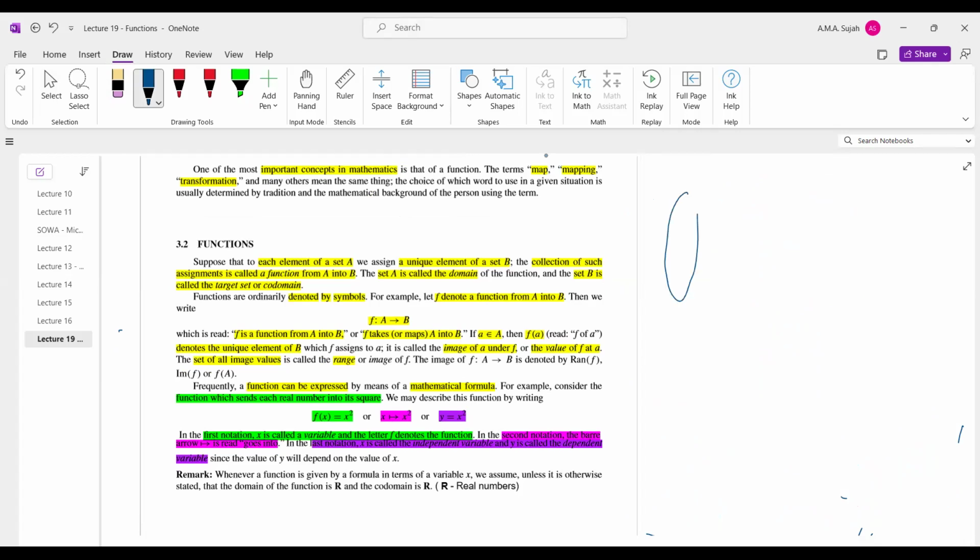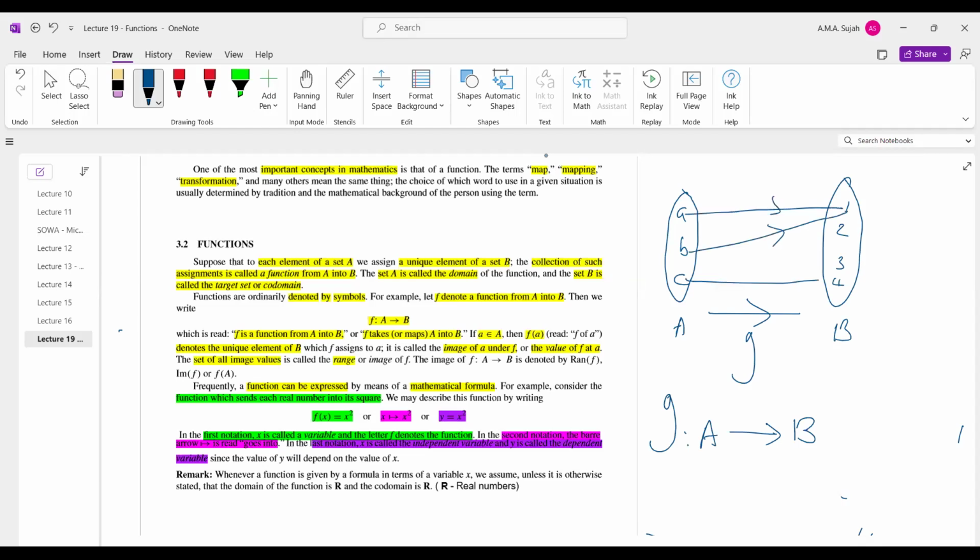Okay, just think about here. This is my A. A is the domain, B is the codomain, right? Now this is the function g. I can write g is a function from A to B. Here, let's say A, B, C are there, and here 1, 2, 3, 4 are there. So maybe this is one relation. Just think about this as a function g, right?